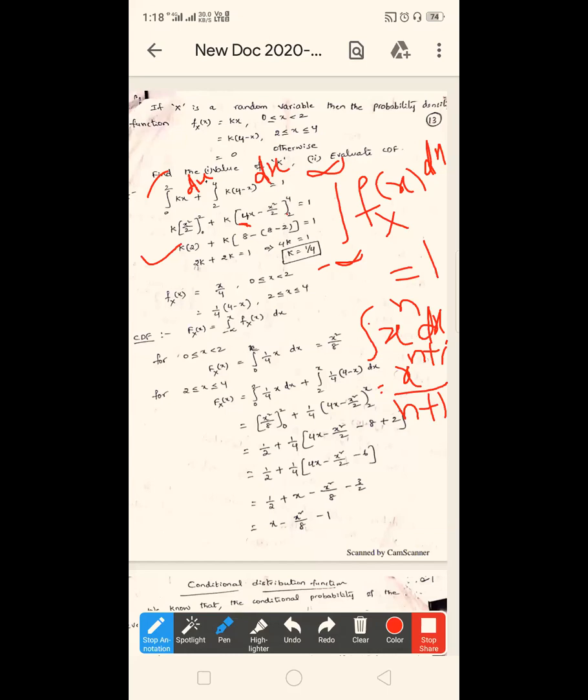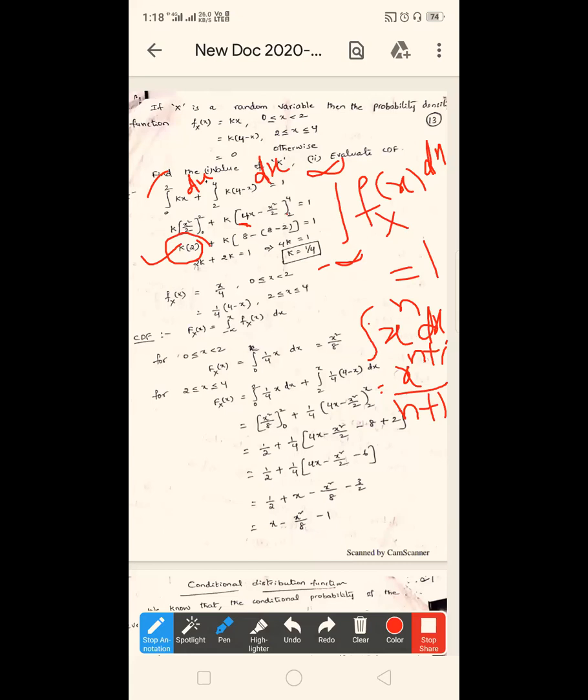Upper limit is 2, lower limit is 0. So substitute the upper limit and then the lower limit: 2 square by 2 minus 0 square by 2. 2 square by 2 means the 2 gets cancelled, so you will get 2 minus 0, which is 2. So k into 2. That is the first term.